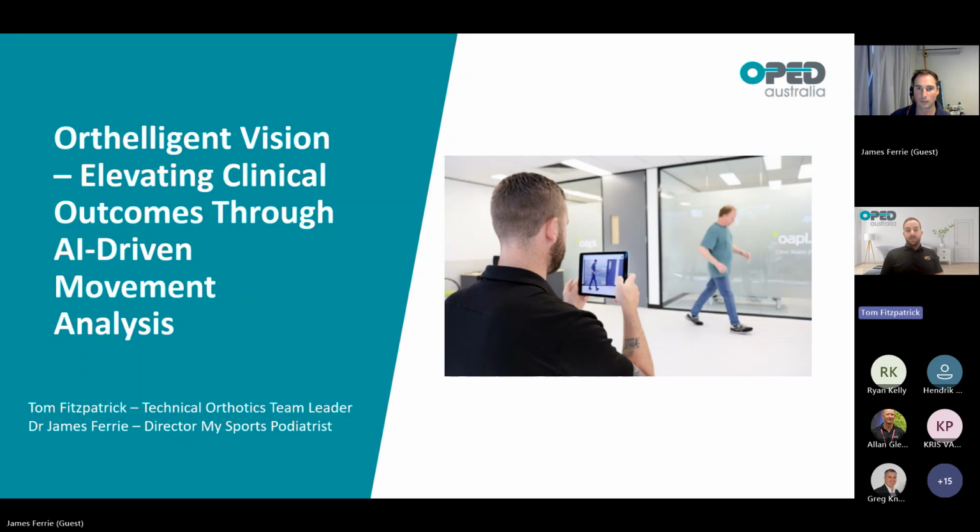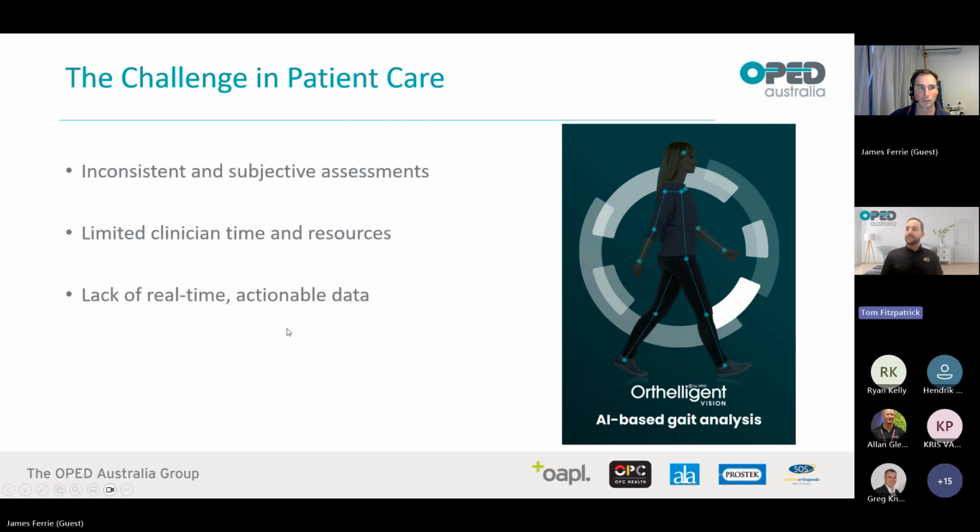Prior to handing over to James, I'll just run through a few little slides to set up the webinar a bit. The first thing I want to talk about is the challenge in patient care. Patient diagnosis often depends on physical examination findings such as range of motion, joint stability, and gait parameters. Sometimes these can be inconsistent and quite subjective as well.